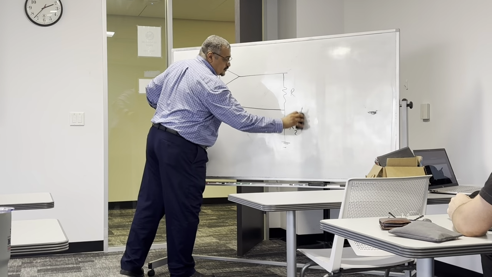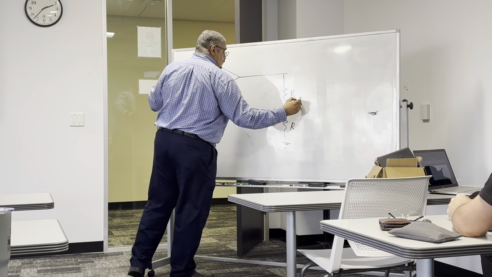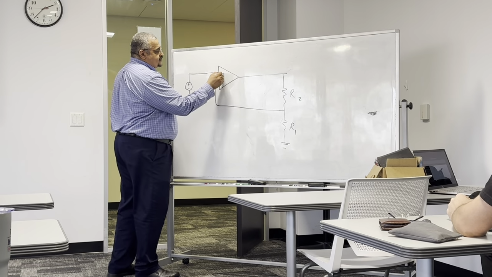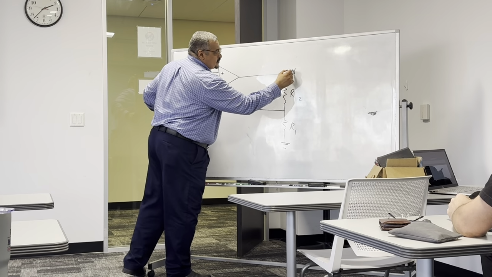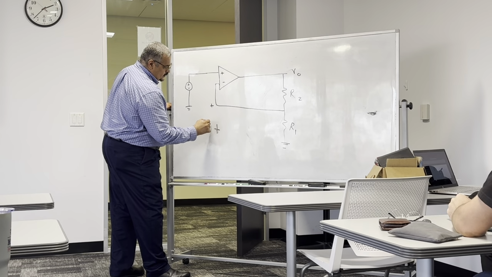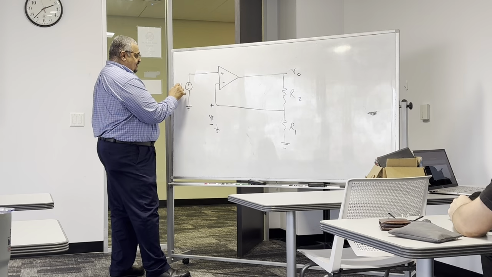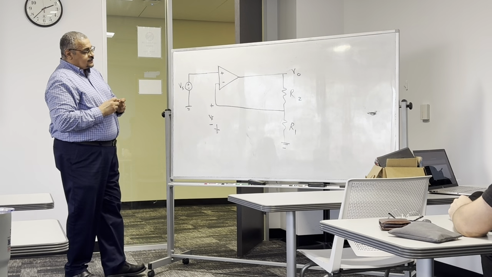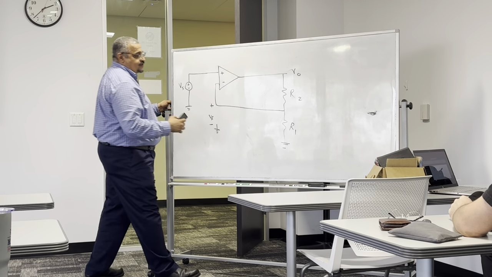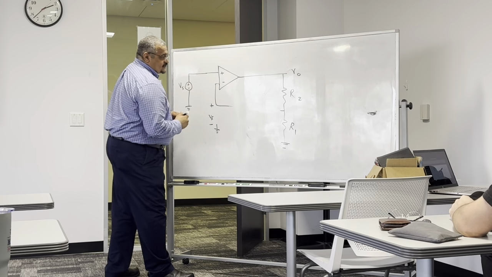So this is 2, this is 1. Okay, and this is plus, this is minus, this is V out, this is VF, this is VS. So we have a feedback network which is R1 and R2 as a voltage divider. We're gonna remove it and we're gonna repeat it twice.